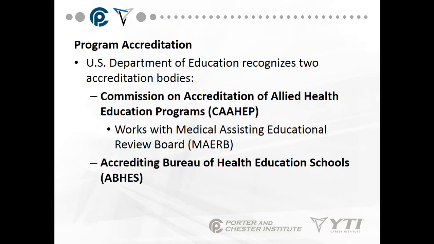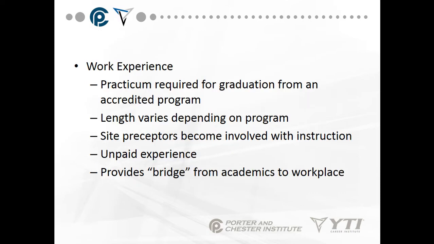Program accreditation is through the U.S. Department of Education. It recognizes 2 accreditation bodies, the Commission on Accreditation of Allied Health Education Programs, known as CAAHEP, which works with the Medical Assisting Education Review Board, or MAERB, and the Accrediting Bureau of Health Education Schools, known as ABHES. Work experience. What does work experience do for you?